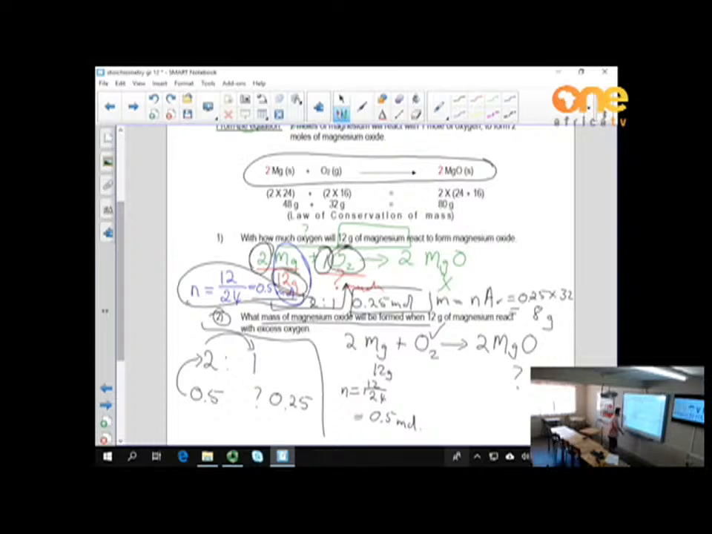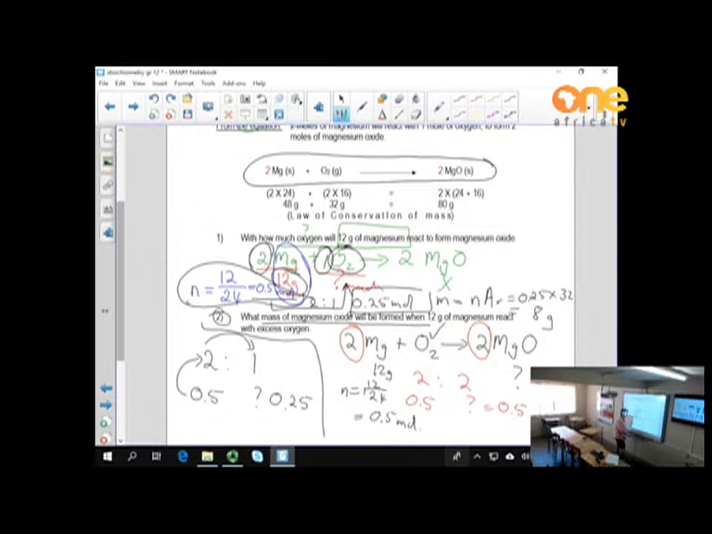So what do we do? We're going to look at the ratio of magnesium to magnesium oxide. Now the ratio is 2 to 2. So if I have 0.5 moles, how many moles will I get over there? 0.5 divided by 2 times 2 will be 0.5 moles.